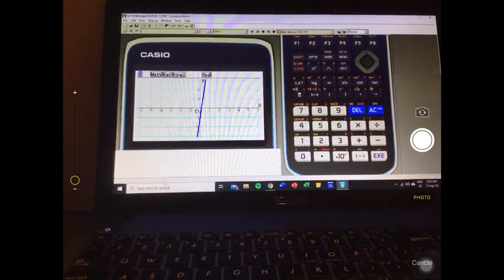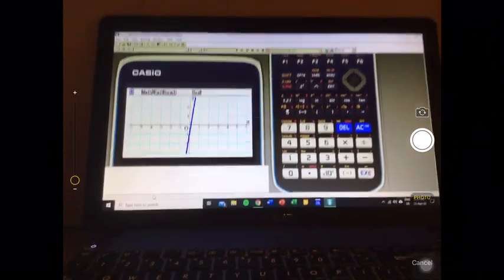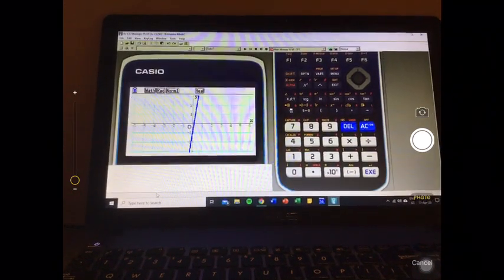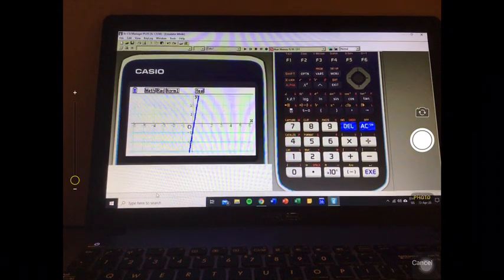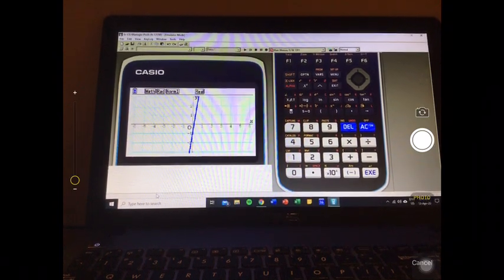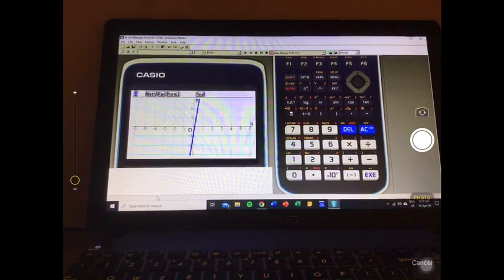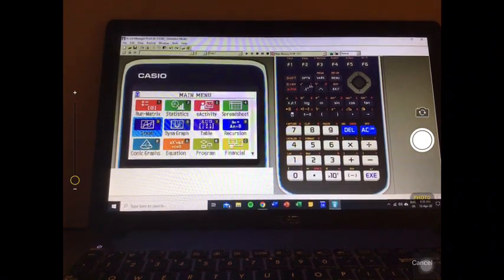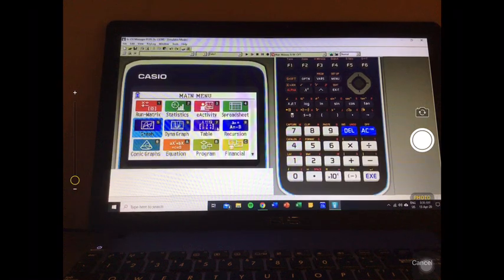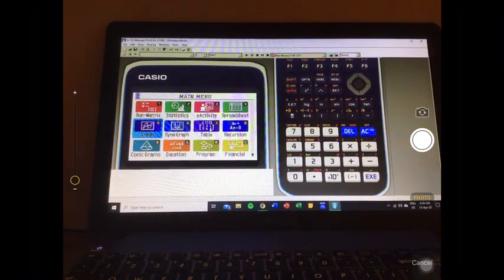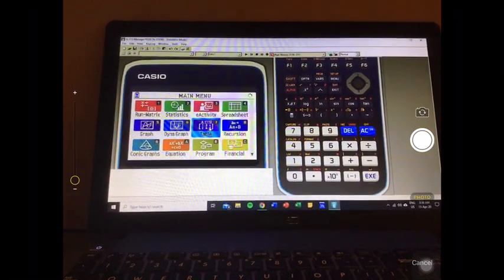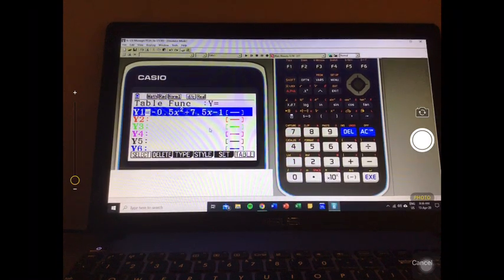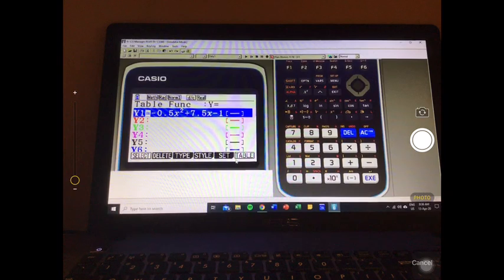You see that initially we don't get the whole function. That means that our scale is wrong. One way to determine the correct scale is by going to menu table. Before going to menu graph, we go to menu table, which is menu 7. And in here, before clicking on table, we're going to click on set. That's F5.